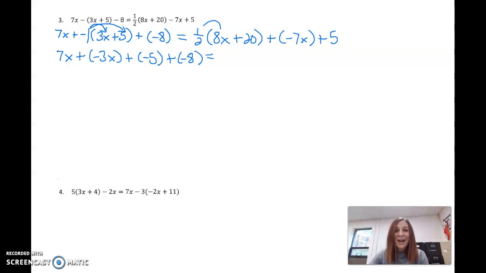All right, so now we're going to go half of 8x. That's 4x. And guys, one of the biggest problems I see is people do that, but they don't do this next one. Remember, we're multiplying a half by everything in parentheses. Half of 20 is 10, plus a -7x plus 5.